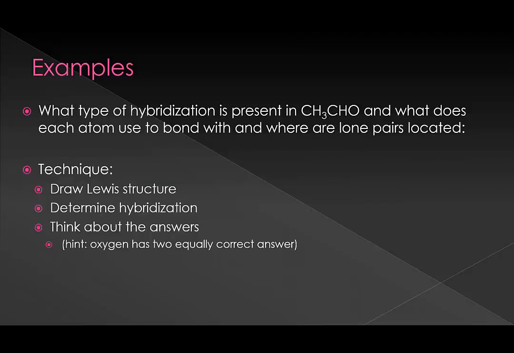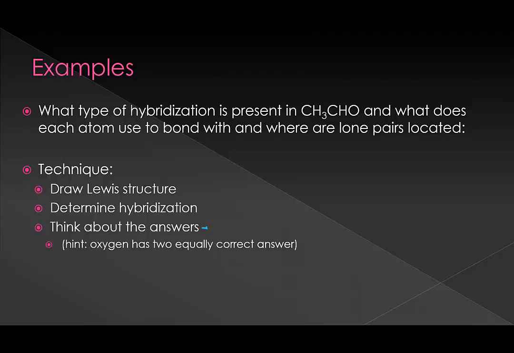So what type of hybridization is present in CH3CHO, and what does each atom use to bond with, and where are the lone pairs located? So first off, we're going to draw the Lewis structure. Then we're going to determine our hybridization, and then we're going to think about our answers. That last one, we'll of course do in a bit more detail as we get there.